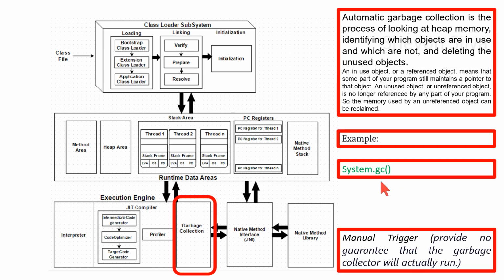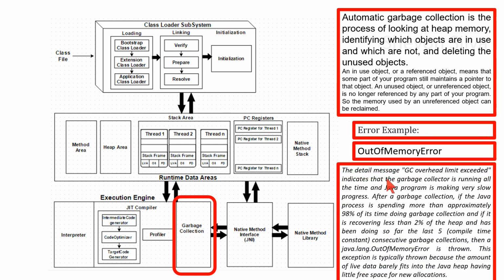You can also manually trigger garbage collection, but it provides no guarantee that the garbage collector will actually run. You can call the System.gc method, and the detail message "GC overhead limit exceeded" in an OutOfMemoryError indicates that the garbage collector is running all the time and the Java program is making very slow progress.